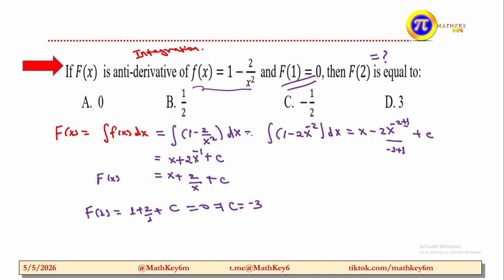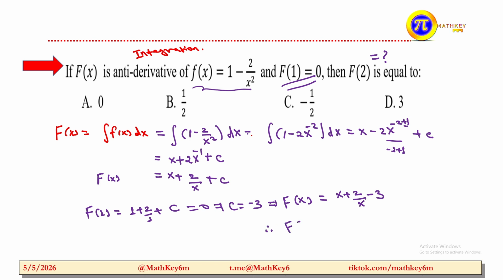From this, our F(x) is equal to x plus 2 over x minus 3. So F(x), the antiderivative of this small f(x), equals x plus 2 over x minus 3. But what we are asked is F at 2.